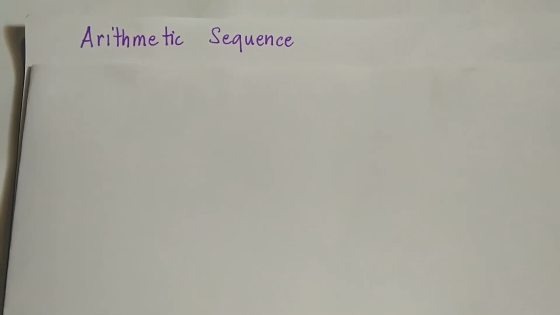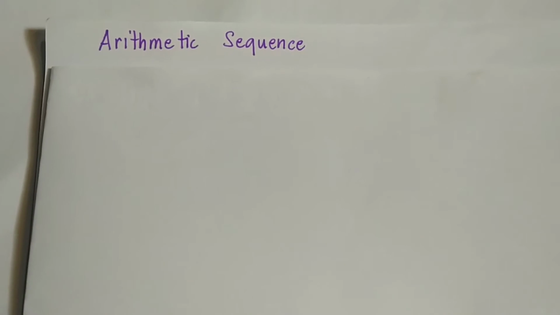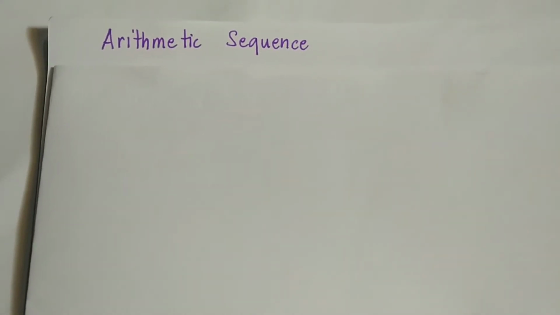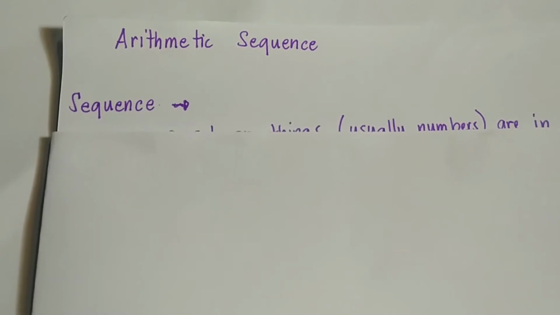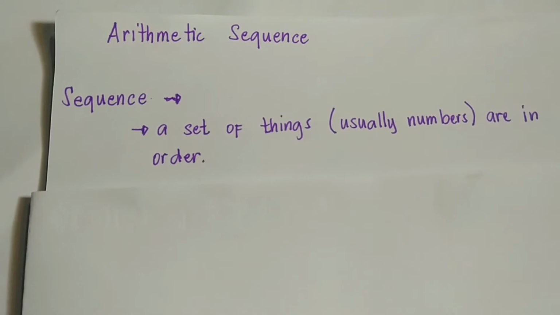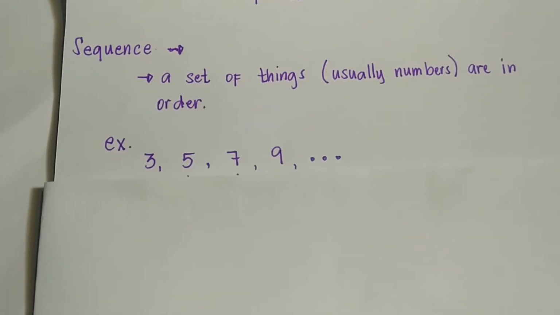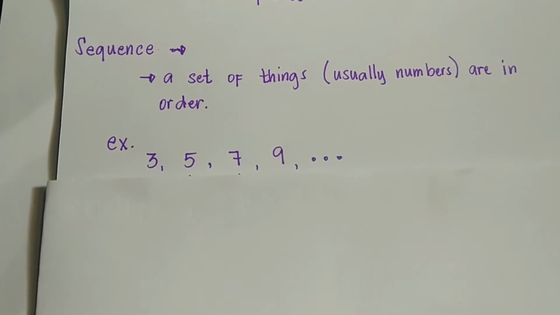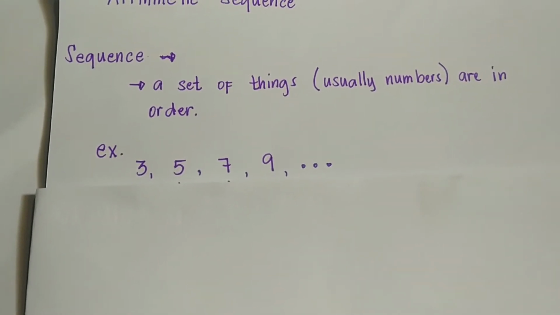Today, our topic is arithmetic sequence. Before we discuss the meaning of arithmetic sequence, first we need to know the meaning of sequence. A sequence is a set of things, usually numbers, in order. Kumbaga, pasunod. 3, 5, 7, 9 is an example of a sequence.